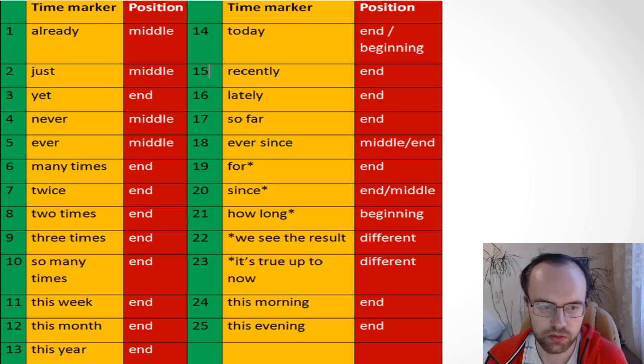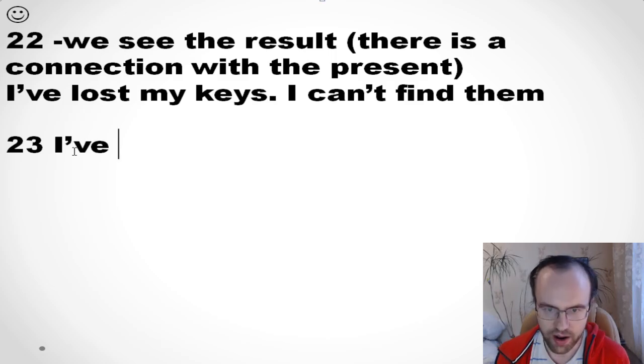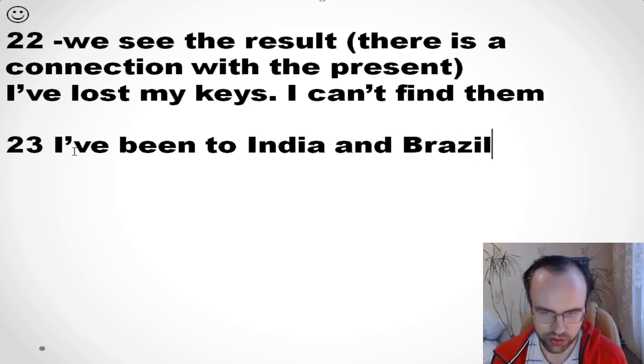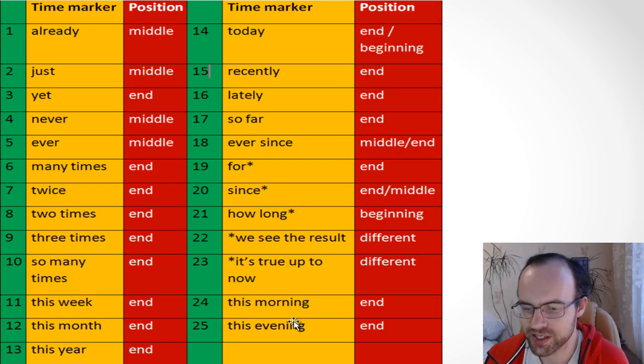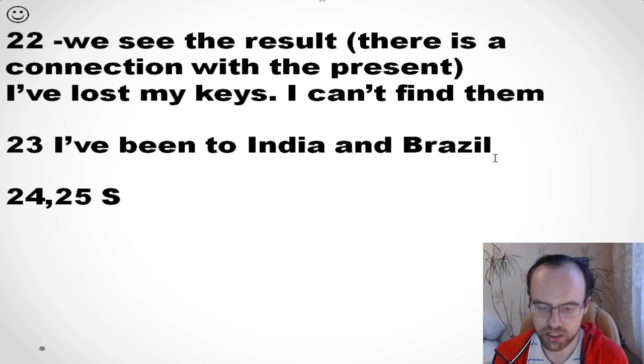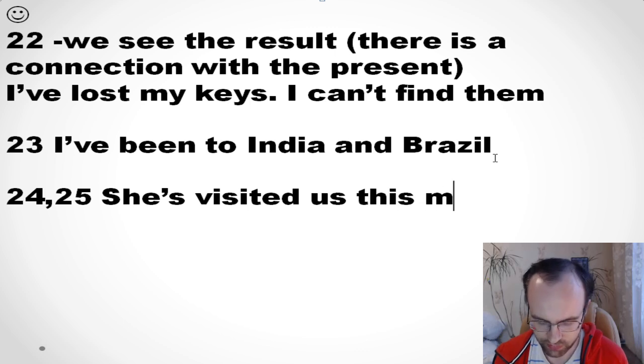So it's true up to now. For example, I've been to India, and Brazil. What about you? I've been to India and Brazil, so that's true up to now. And we also use present perfect with such expressions as this morning and this evening. I can tell you, for example, she's visited us this morning or this evening.